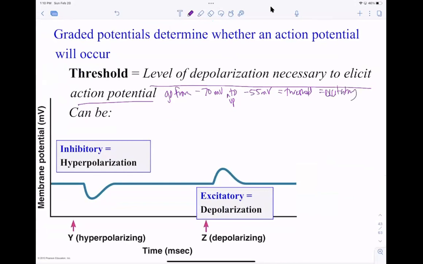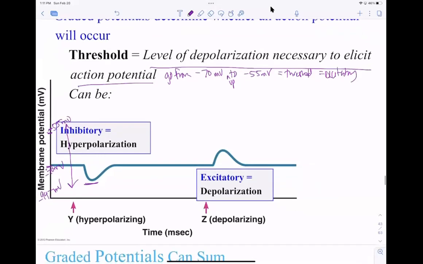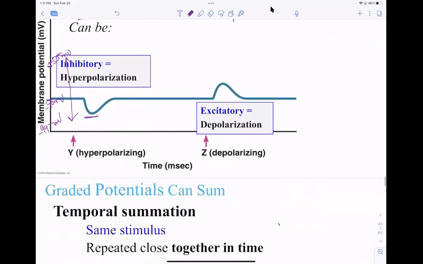Inhibitory means you're actually bringing it down. So if that's negative 70 millivolts, and negative 55 is up here, you're making it harder to depolarize. You need now more sodium or more ligand-gated channels to open to get an action potential. So inhibitory does occur, and we'll talk more about that in later chapters. But most of this chapter, we're really focused on excitatory.